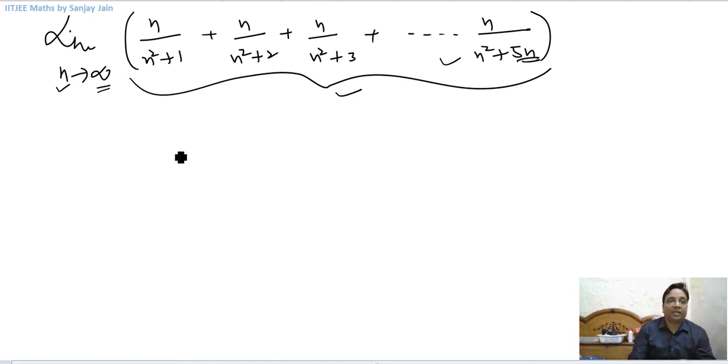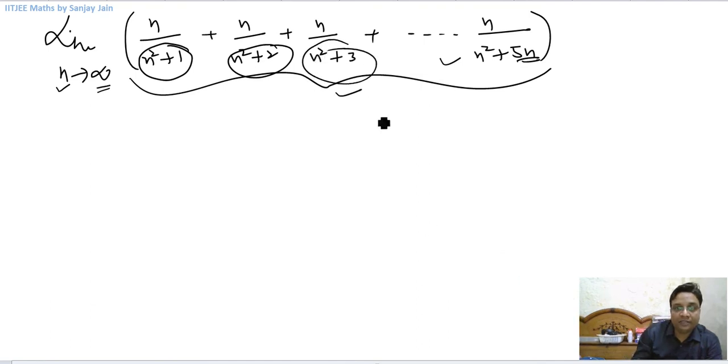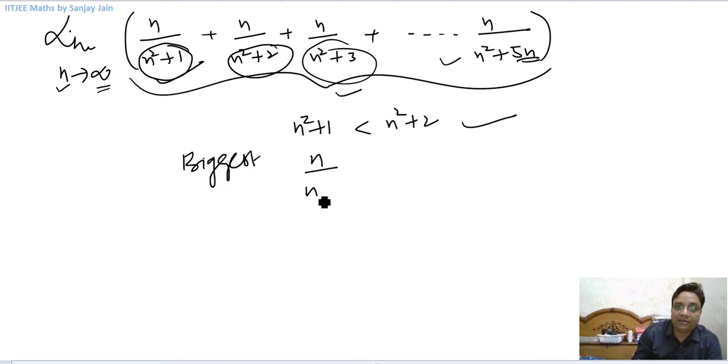Tell me, out of these denominators, n square plus 1, n square plus 2, n square plus 3, which one is the smallest? n square plus 1 is lesser than n square plus 2, so this denominator is the smallest. Hence the biggest term is n over n square plus 1, because this is the smallest denominator, hence this term is the biggest term out of these terms.